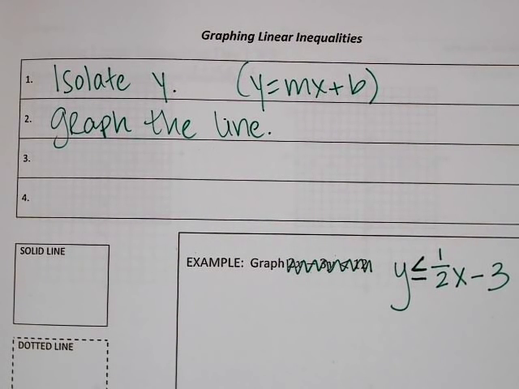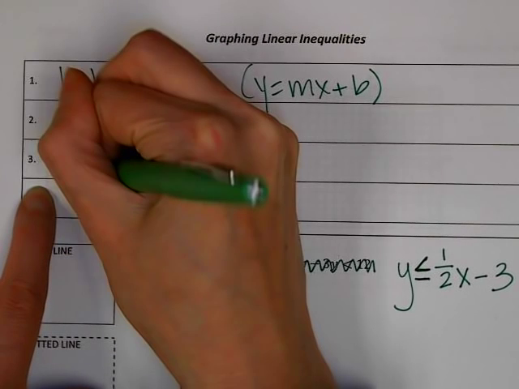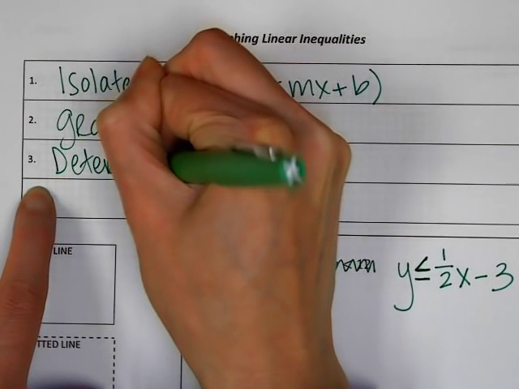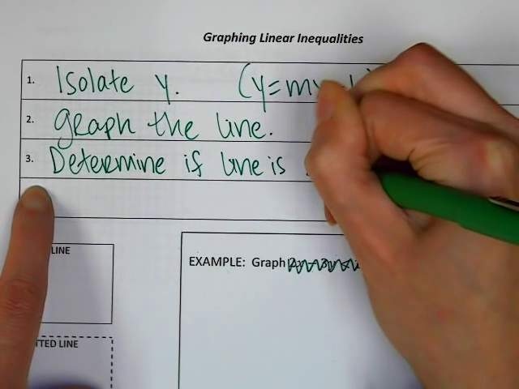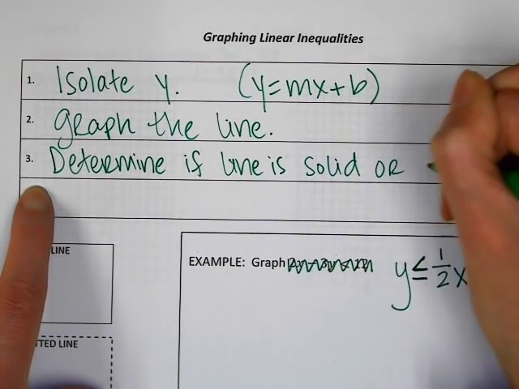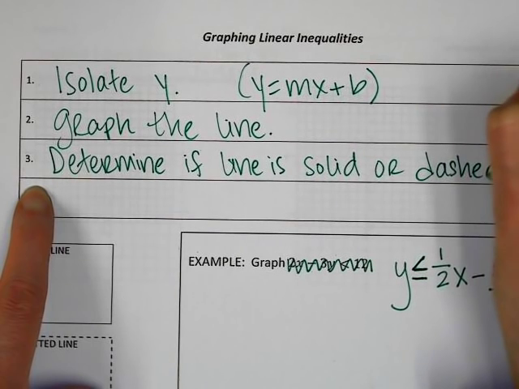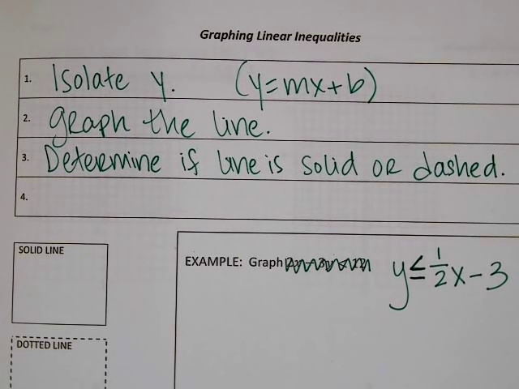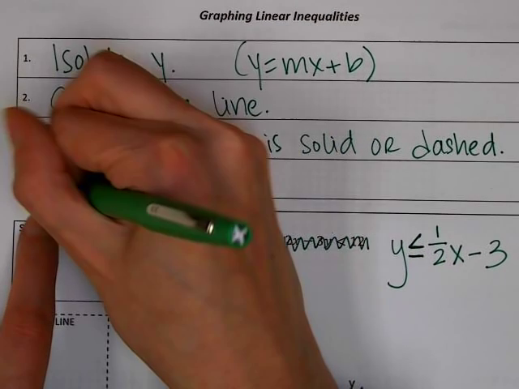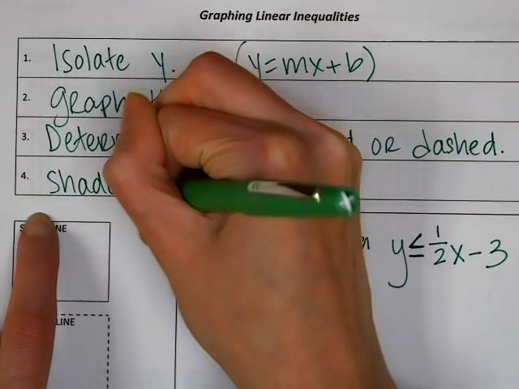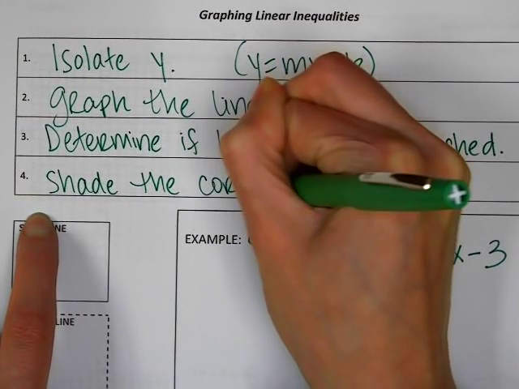And then number 3, you have to determine what kind of line it is. So determine if the line is, and here's your options, solid or dashed. And we're going to talk about that later. Determine if the line is solid or dashed. And then number 4, you have to shade the correct region.